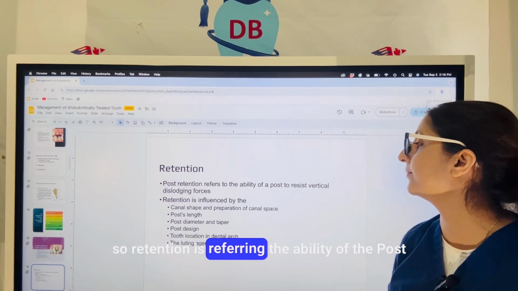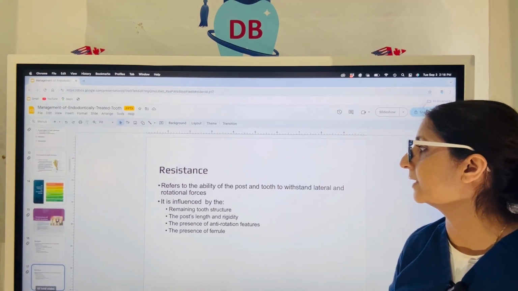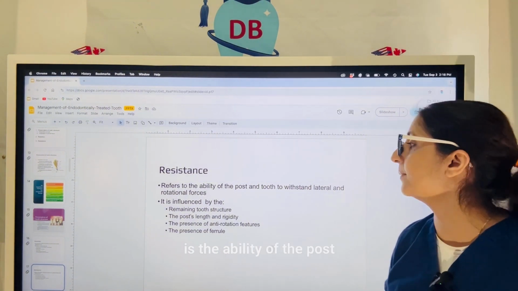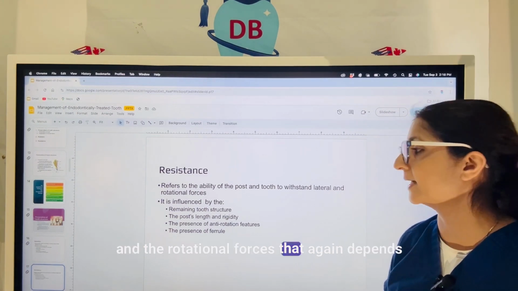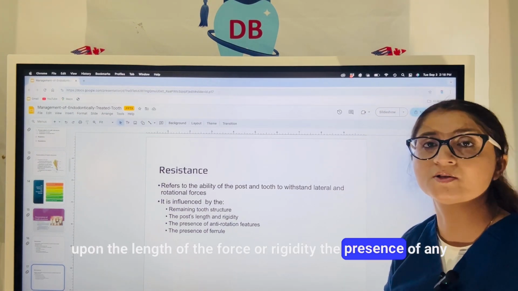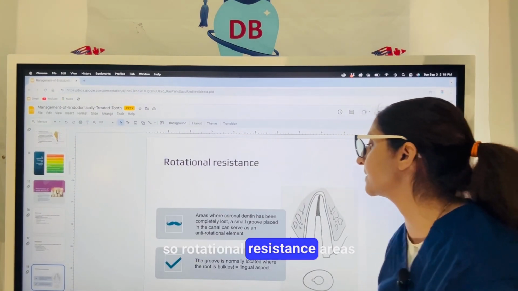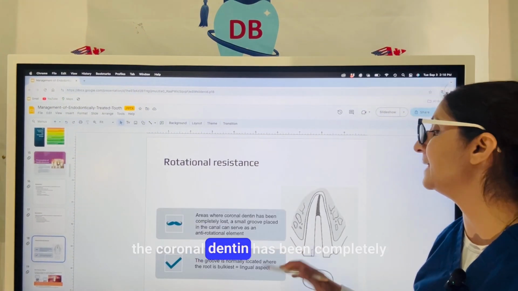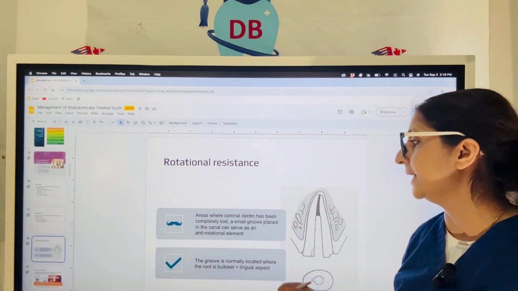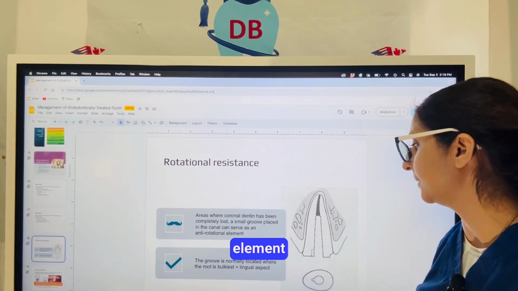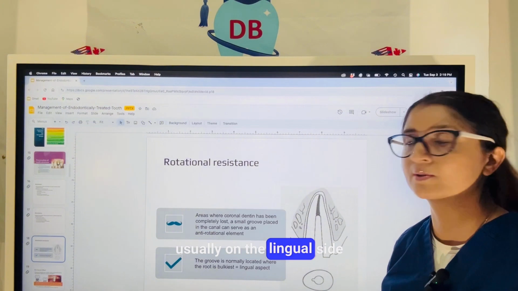The retention is influenced by length of the post, diameter and taper of the post design itself. So retention refers to the ability of the post to resist any vertical dislodging forces, while resistance is the ability of the post and the tooth to withstand any lateral and rotational forces. That again depends upon the length of the post, the rigidity, the presence of any anti-rotation features, or the presence of ferrule. For rotational resistance, in areas where the coronal dentin has been completely lost, you put a small groove in the canal, and that will give an anti-rotational element. You usually place the groove where the root is bulkiest, usually on the lingual side.